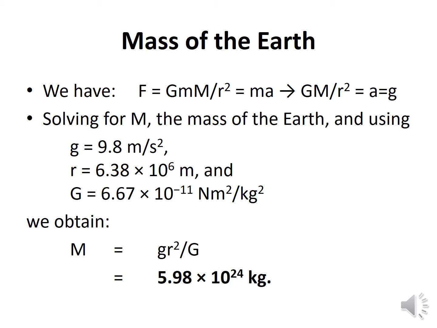We know that the radius of the Earth is 6.38 times 10 to the power 6 meter, the acceleration due to gravity is 9.8 meter per second squared, and the gravitational constant is 6.67 times 10 to the power minus 11 newton meter squared per kilogram squared. So we get the mass of the Earth equals small g times R squared, where R is the radius of the Earth, upon capital G, the gravitational constant. When we substitute all these values, we get the mass of the Earth as 5.98 times 10 to the power 24 kilogram, which is approximately 6 times 10 to the power 24 kilogram. So this is what we had done in the previous lesson.